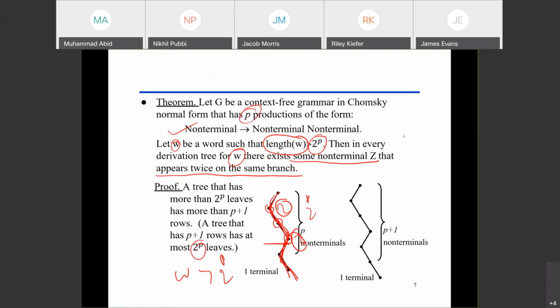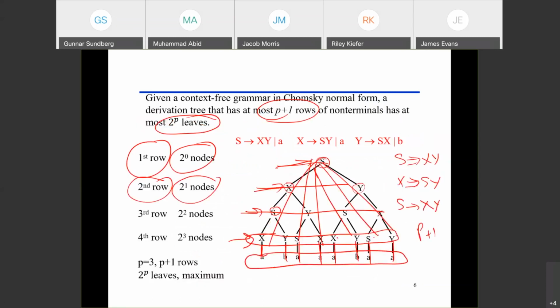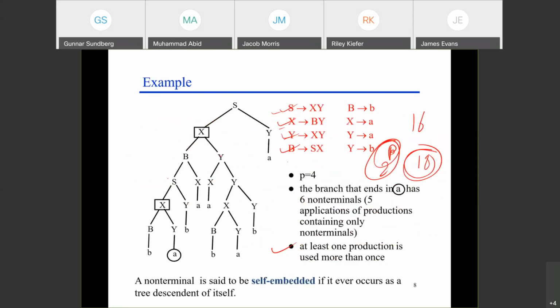I had a quick question about descendants. Can you put that tree back up on the screen? So when you say descendant, does it only count as a descendant if it's a descendant of itself? Or could I say like Y is a descendant of S, but it's just not a descendant of itself? Does that make sense?